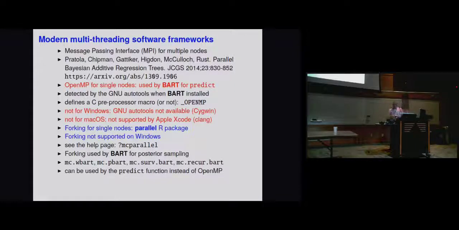Okay, and all of this is actually documented. If you just do ?mc.parallel, you can see basically what I just said, more or less. So we use forking for BART. So we've made wrappers. Like Rob was talking about the WBART package. So we've created mc.wbart, which does the multiprocessing version of WBART, and there's a bunch of these. You can also use the parallel package for the predict function, or you can use OpenMP. It's pretty much the same speed either way. So it just sort of depends on what your favorite parallel processing paradigm is.